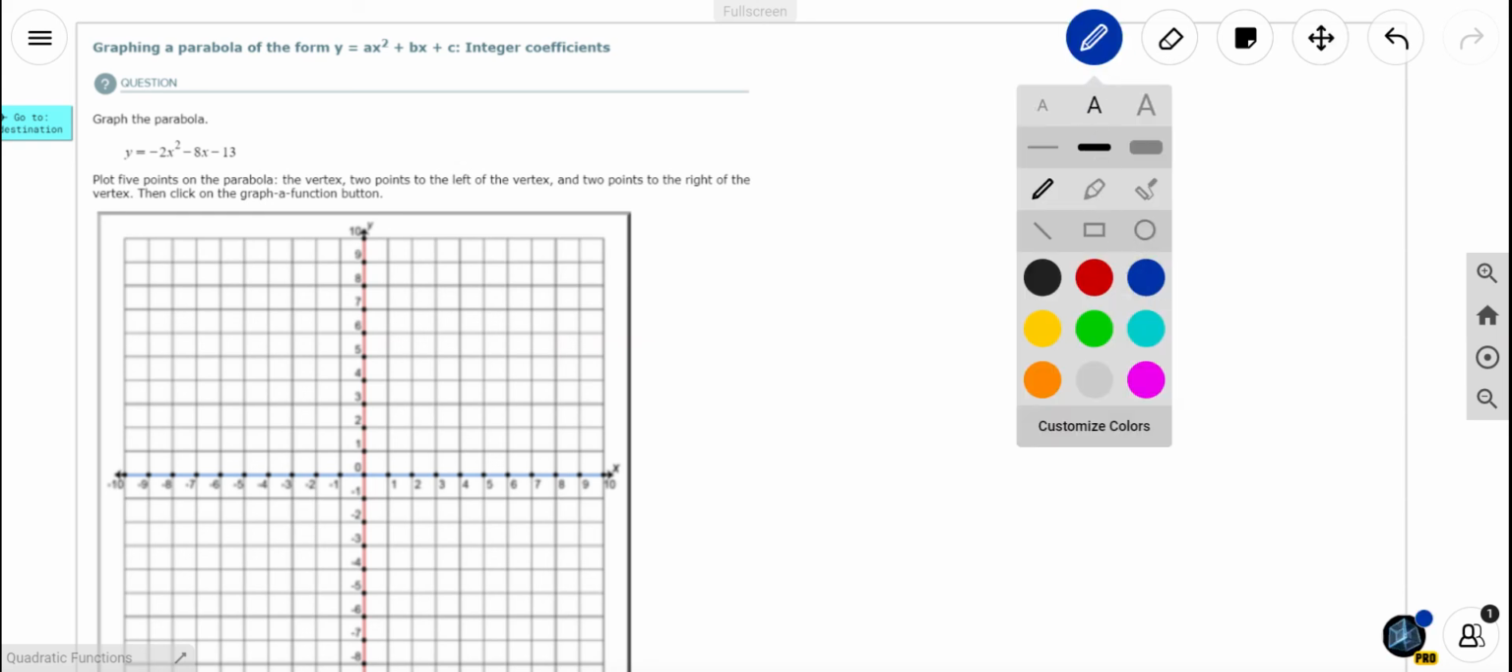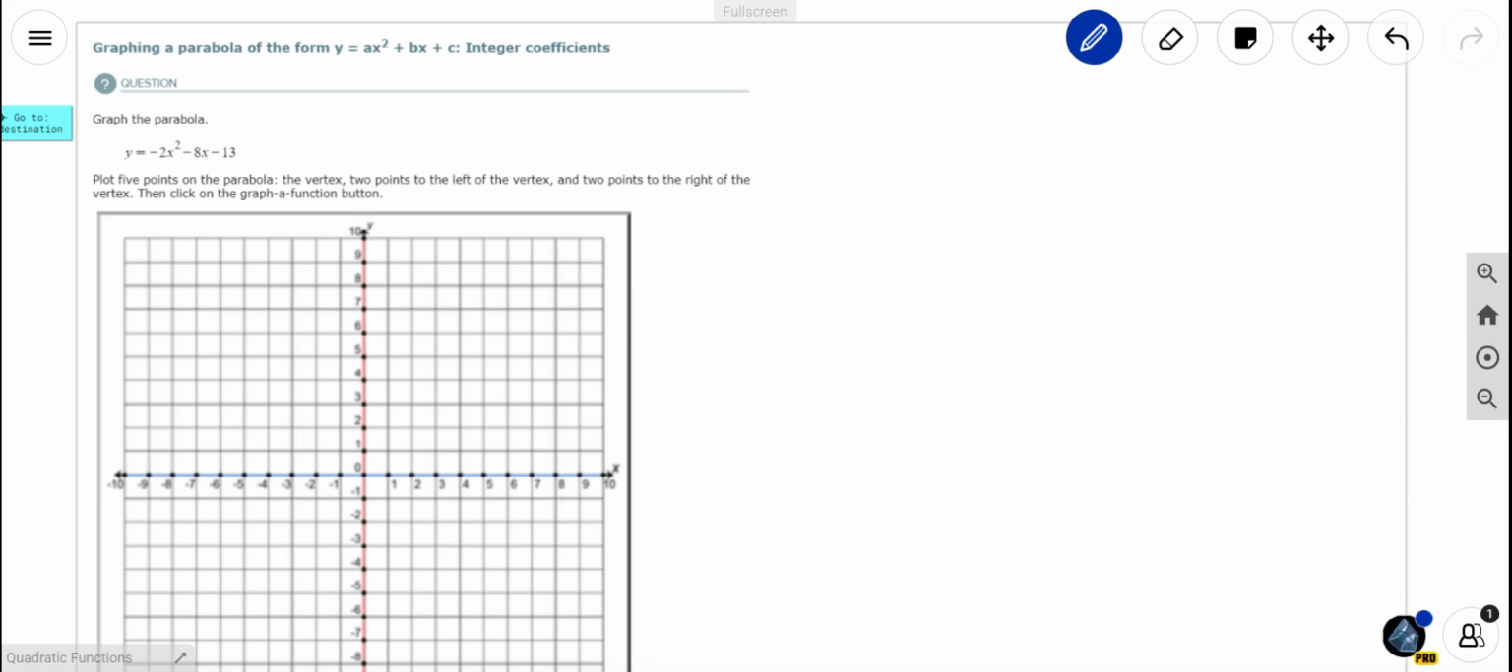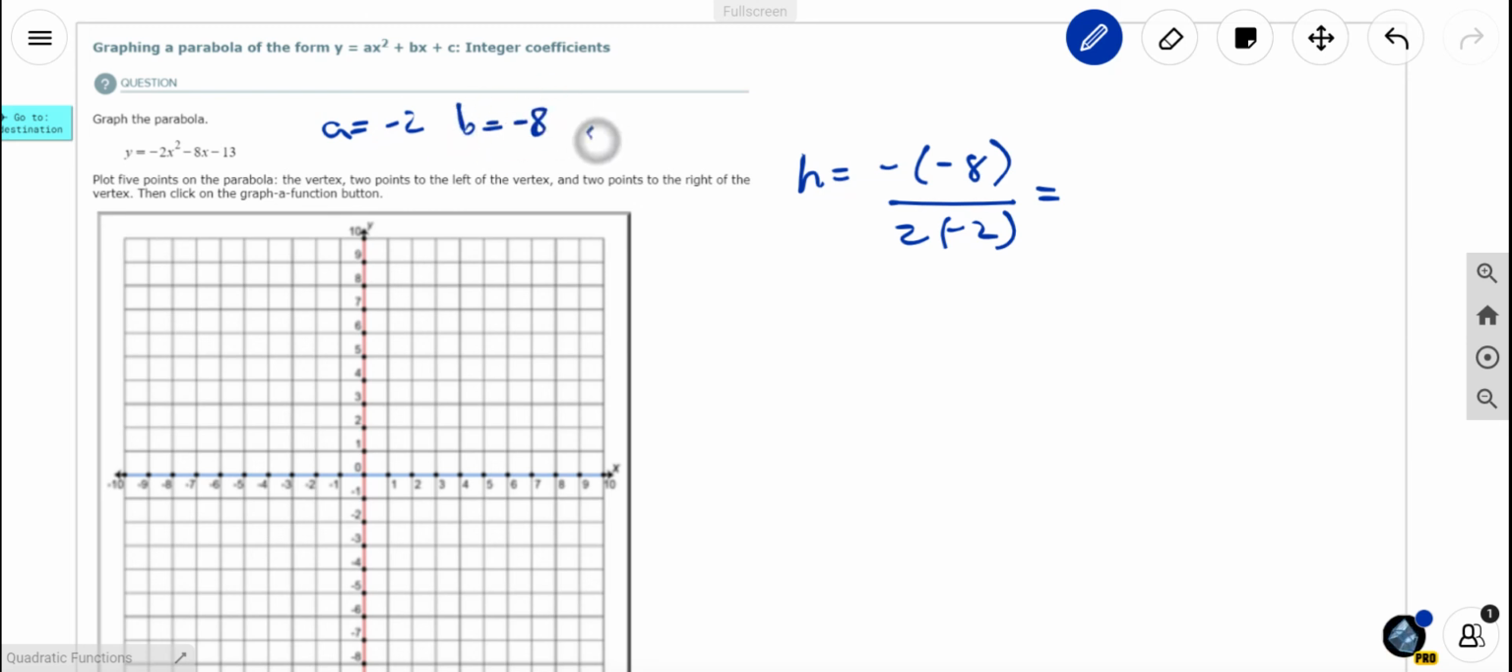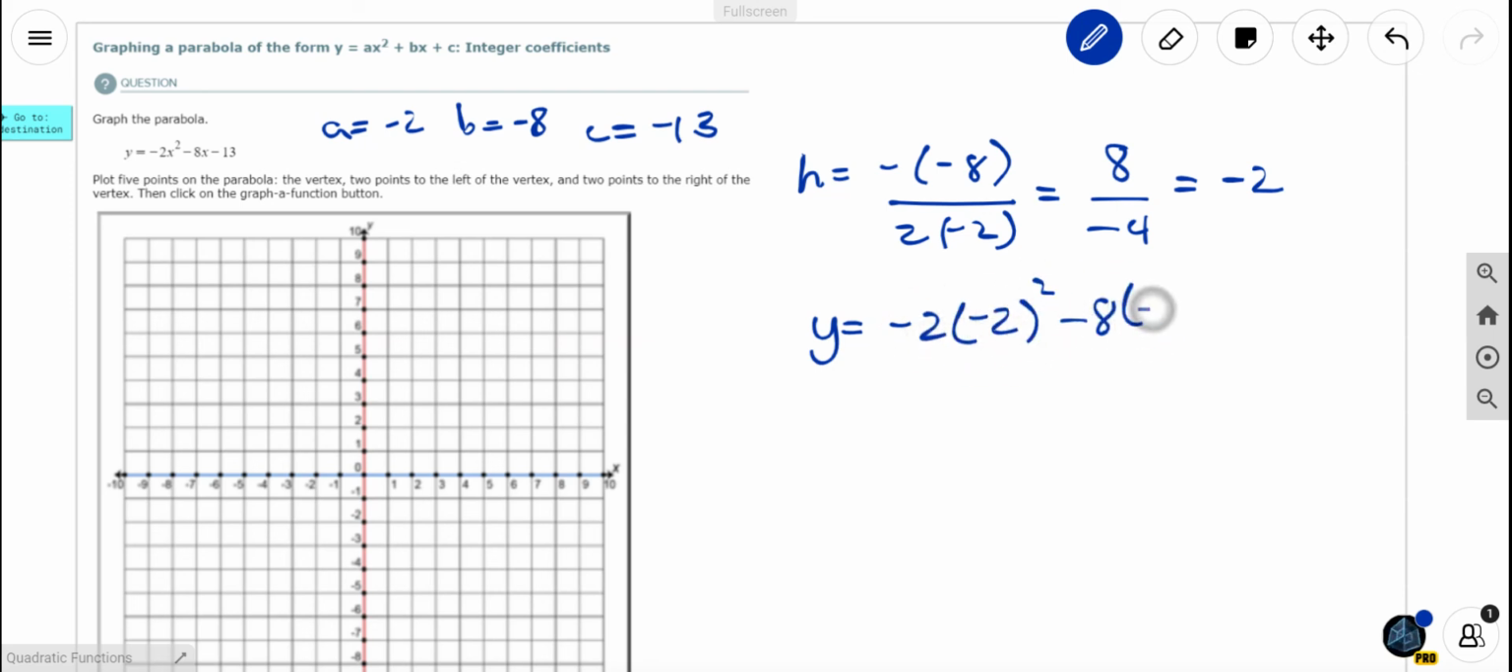Okay, I'm just going to find the vertex in this case to help you out. Ready? So vertex h is equal to negative of -8 over 2 times -2. Make sure you know how to plug it in. A is -2, B is -8, C is -13. That means 8 over -4 equals -2. Plug it in. y equals -2 times -2 squared minus 8 times -2 minus 13.